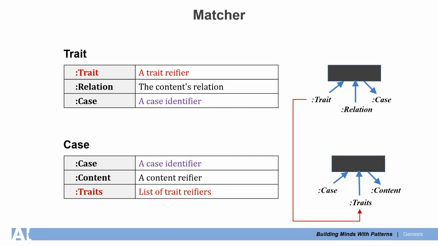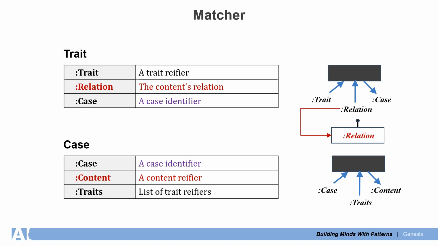The trait reifier links to the list of traits in a case. The case identifier in the trait brush links to the case identifier in the case brush. The relation in a trait links to the relationship inside relevant schemes. This relationship partitions the totality into relevant cases for purposes of associative matching. The reifiers of the relevant schemes connect to the content in the cases.